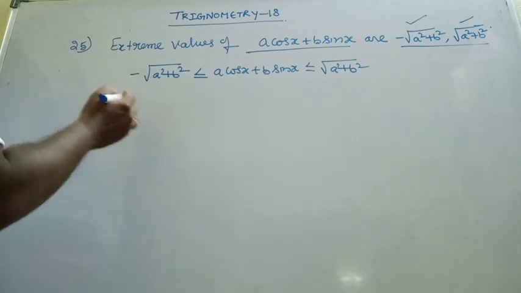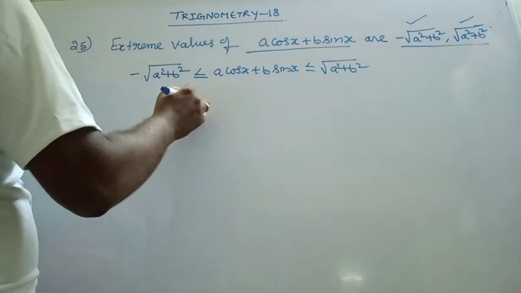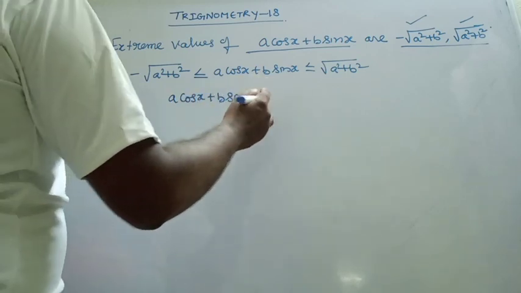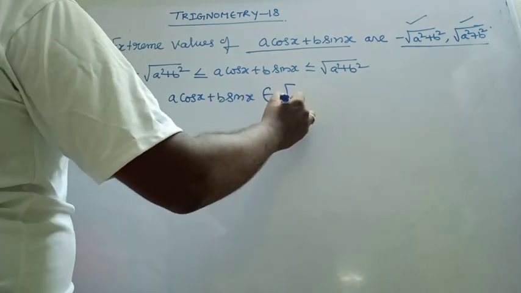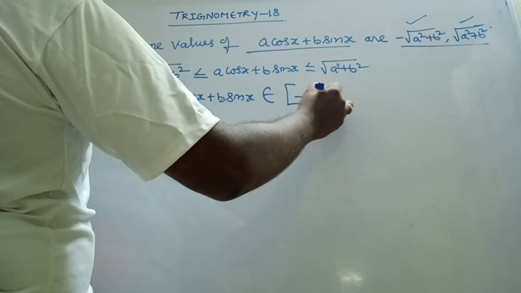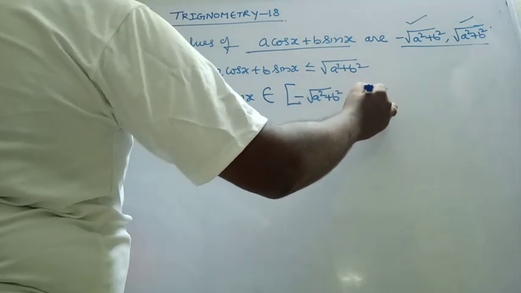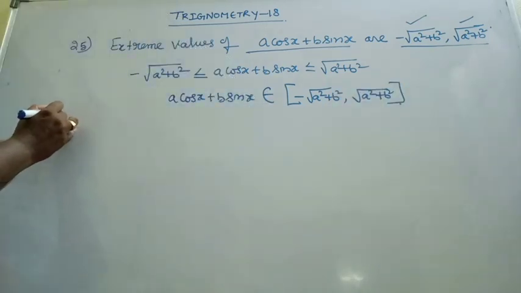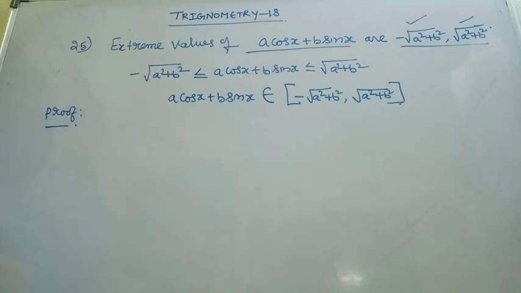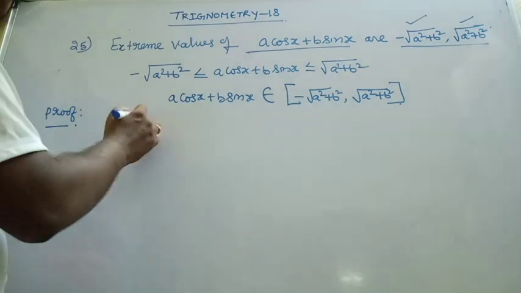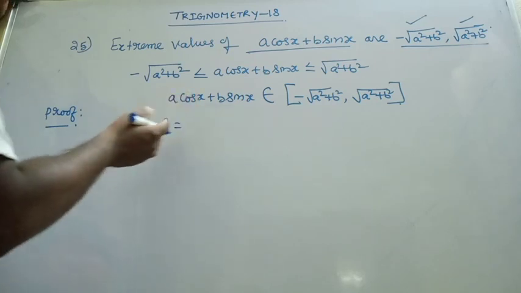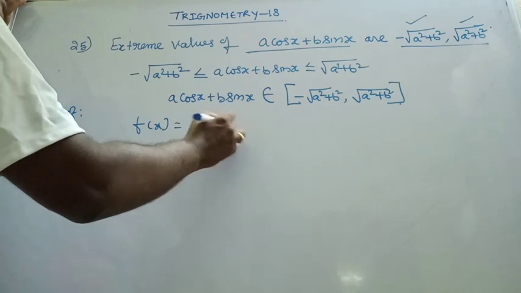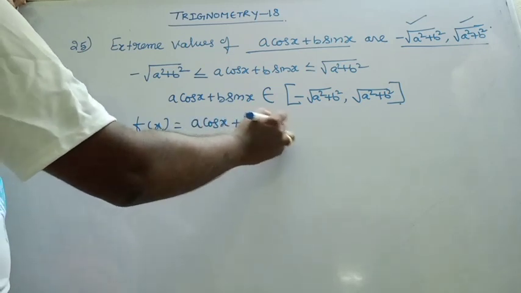How are we going to get this? Precisely, we can also write it as the range of a cos x plus b sin x belongs to the closed interval minus root over a square plus b square comma root over a square plus b square. Now we will prove this. You see, my dear students, take this function as something like f of x. You just give some name to this: f of x equals a cos x plus b sin x.